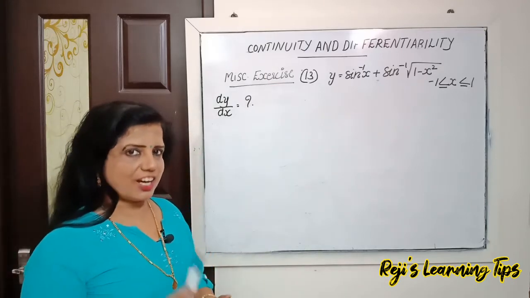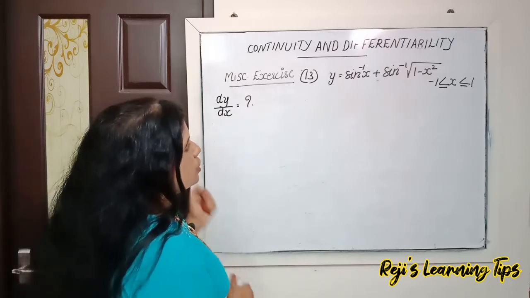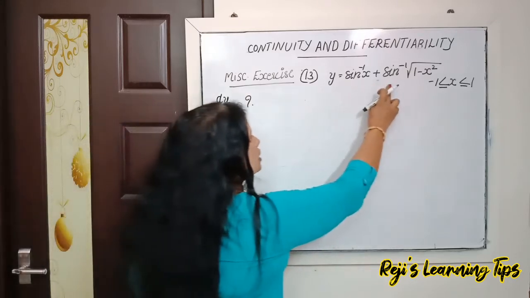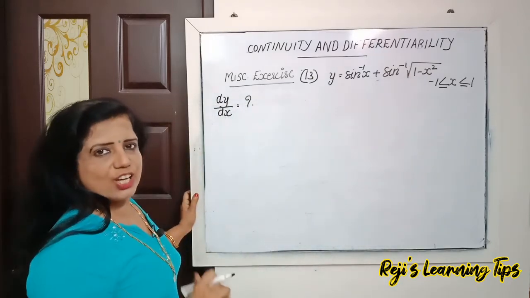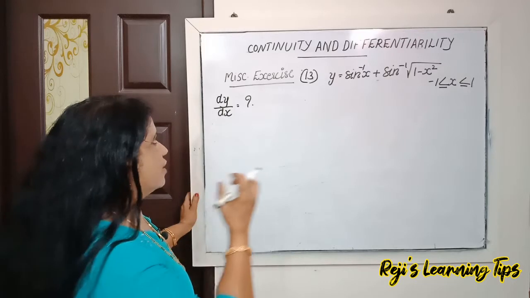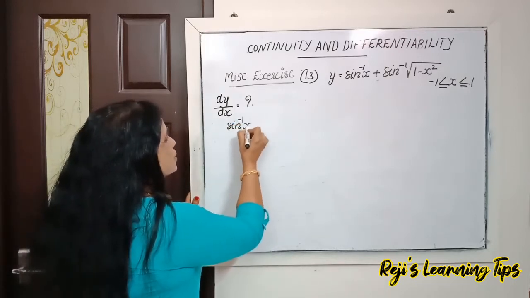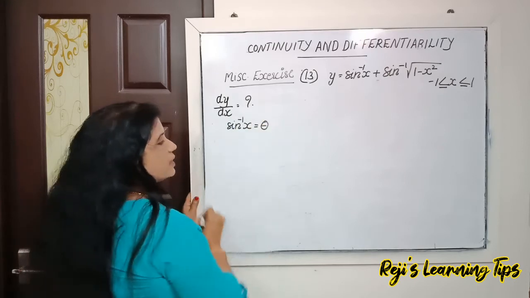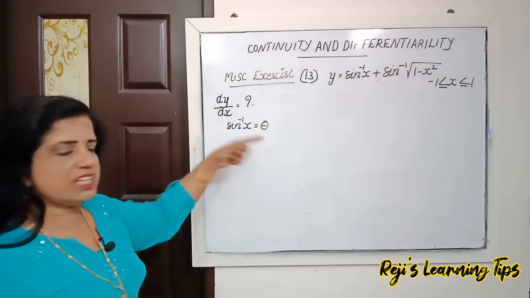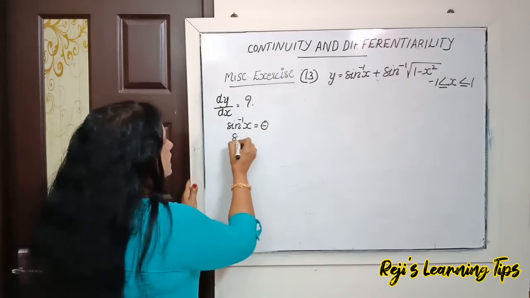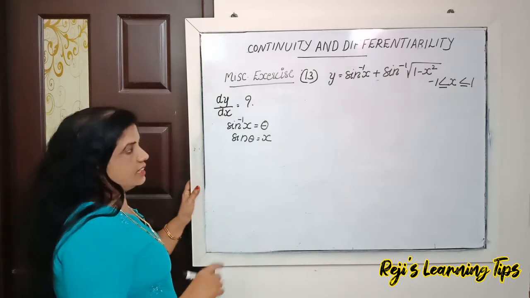Okay, are you ready? Then y is equal to sin inverse x plus sin inverse root of 1 minus x square, find dy by dx. Then let sin inverse x be equal to theta. Then we can substitute sin inverse x is equal to theta. So sin theta is equal to x. So x is equal to sin theta.